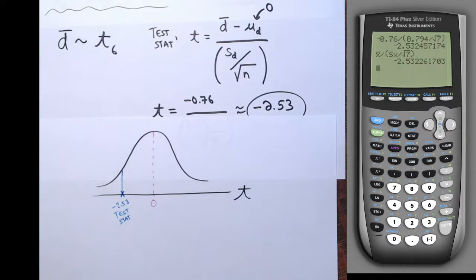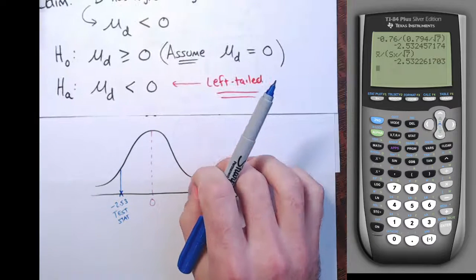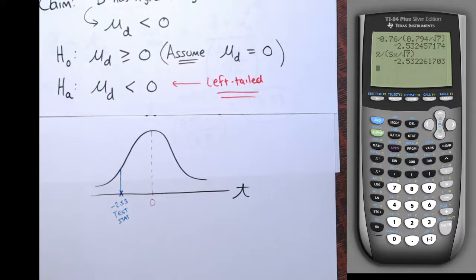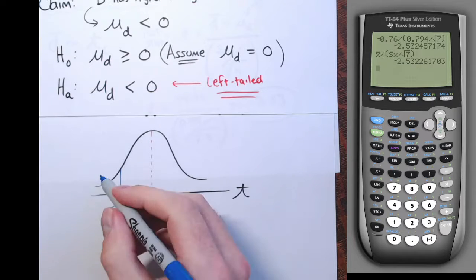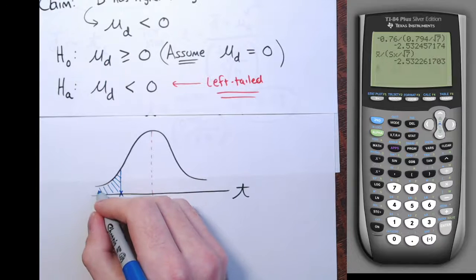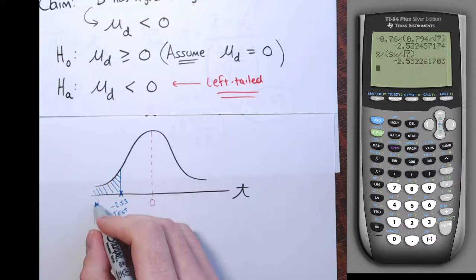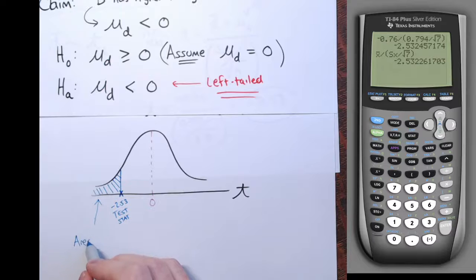And this is a left-tailed test, right? And you can see from the alternative hypothesis. Now for the p-value in a left-tailed test, that's just the area to the left of your test statistic. So area equals p-value, right, in a one-tailed test. If it were a two-tailed test, I'd take the area to the left and then double it.